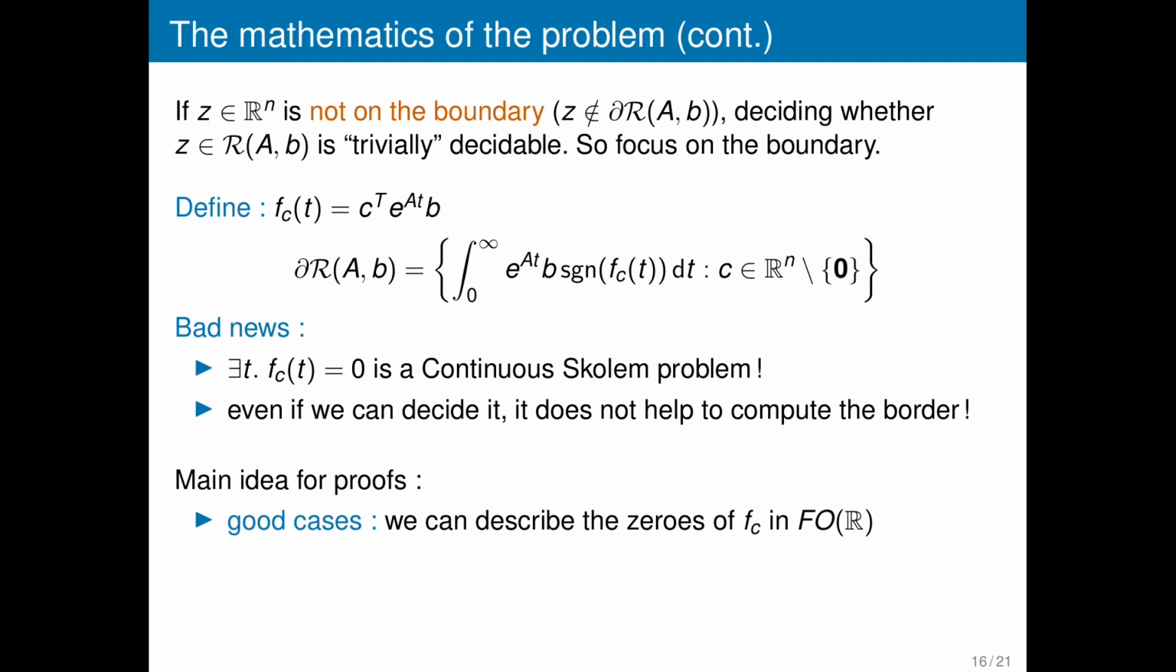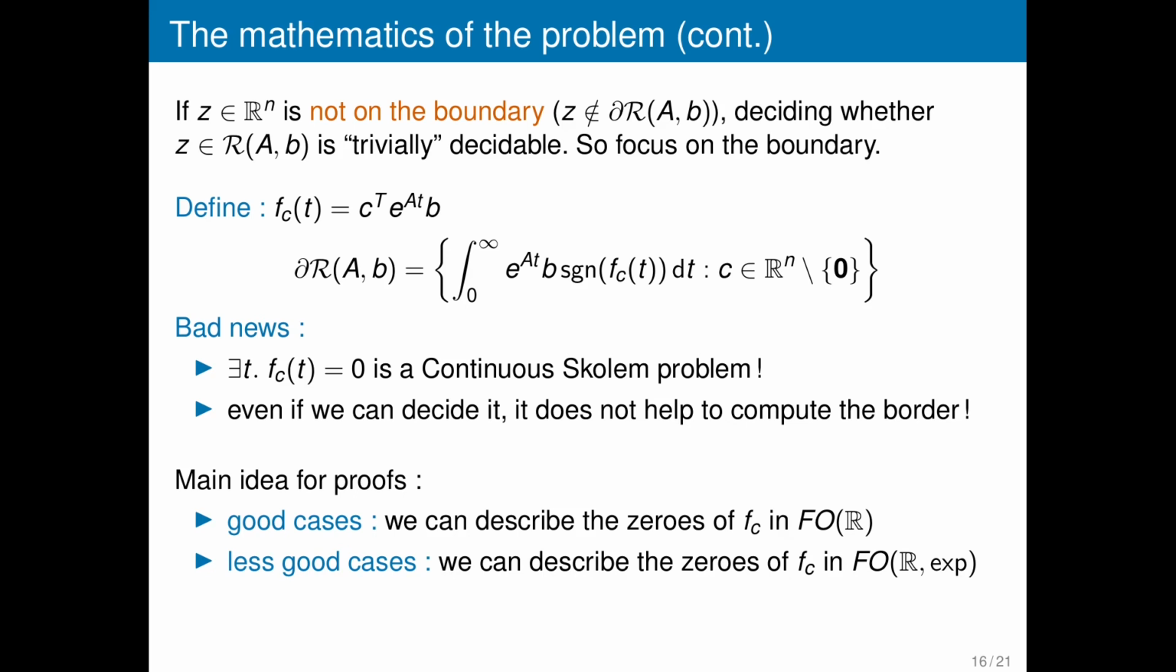However, in some good cases, we can show that the zeros of the function fc can be described in the first order theory of the reals. In this case, we obtain unconditional decidability. In some less good cases, we can show how to describe the zeros of fc in the first order theory of the reals together with the exponential function. In this case, we rely on Schanuel's conjecture to obtain decidability. Finally, in all the other cases we are stuck because the zeros of fc will generally involve the sine and cosine function over an unbounded domain. Unfortunately, the first order theory of the reals together with the unbounded sine is undecidable because we can encode the integers.